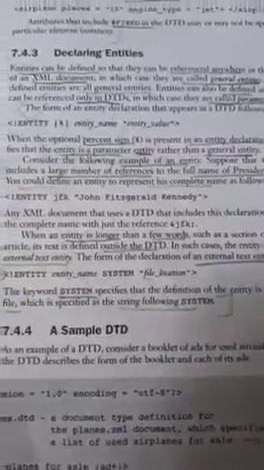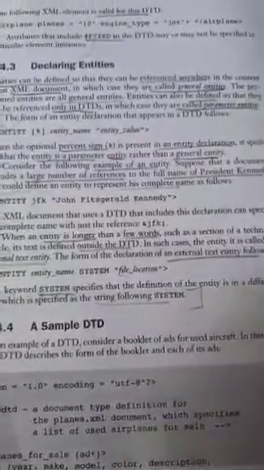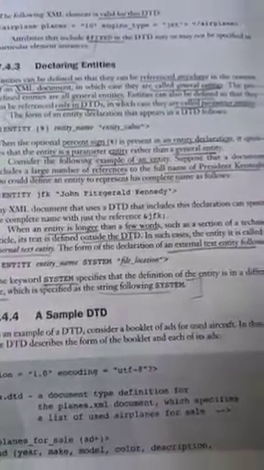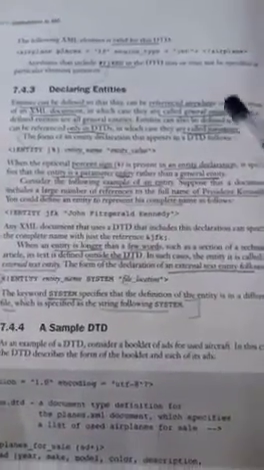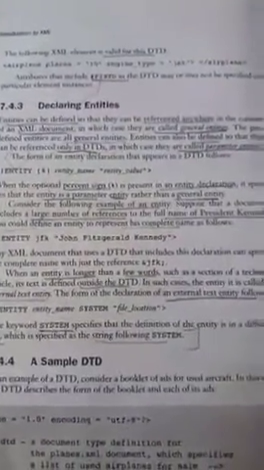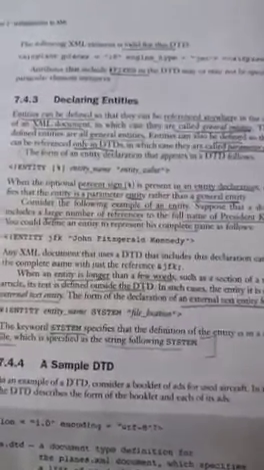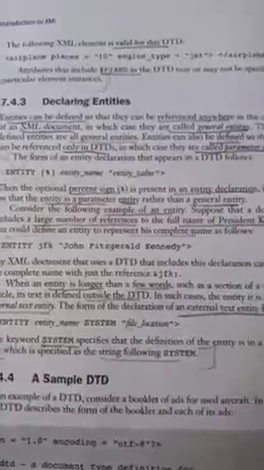Entities can be defined so that they can be referenced anywhere in the content of an XML document, in which case they are called general entities. The predefined entities are called general entities.